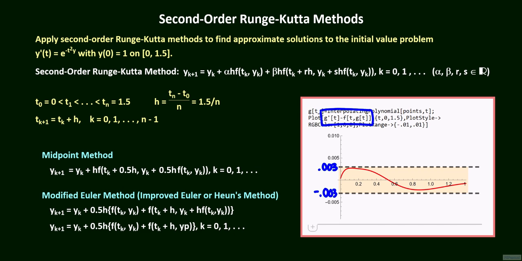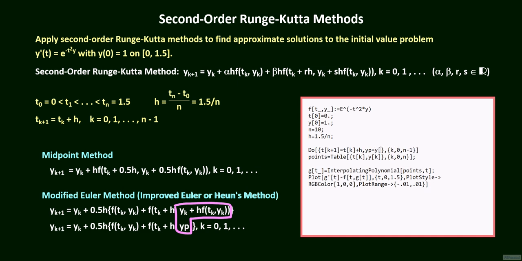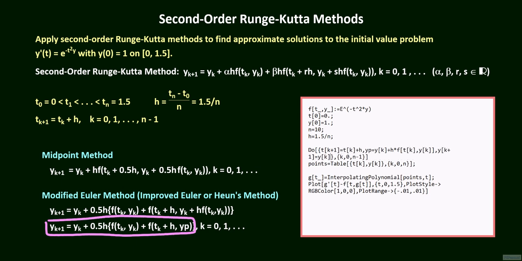Now let's try this out, this time with the modified Euler method. In the recursion for the modified Euler method, we first need to define yp. Yp equals y sub k plus h times f of t sub k, y sub k. Then it's the formula for y sub k plus 1. Y sub k plus 1 is y sub k plus 0.5 times h times the sum of f of t sub k, y sub k and f applied to t sub k plus 1, yp.